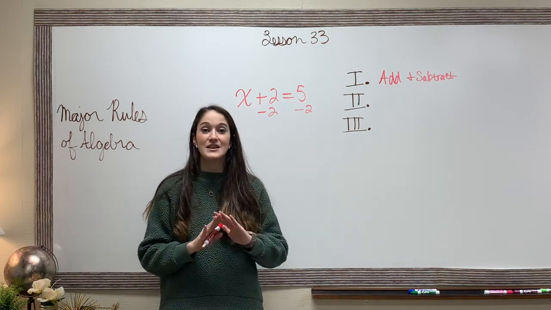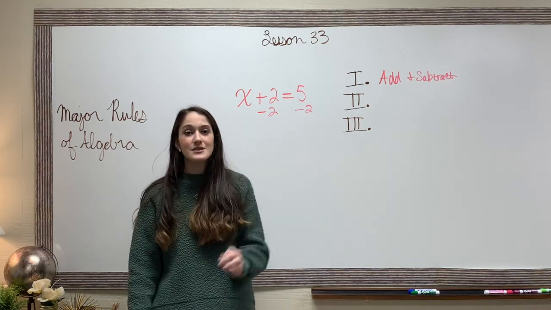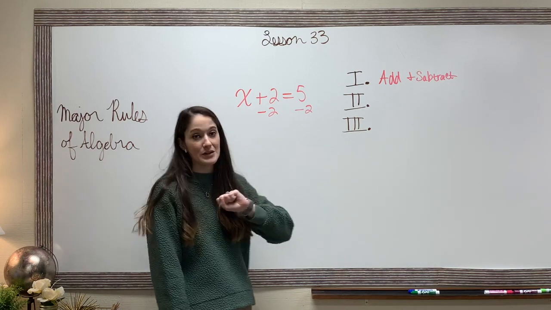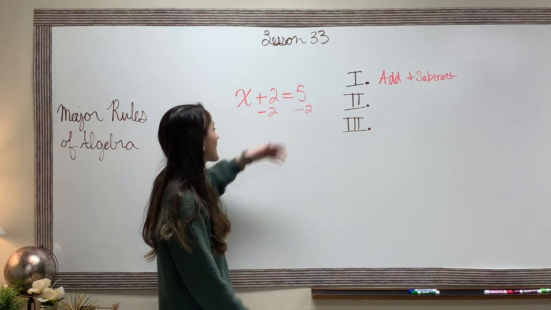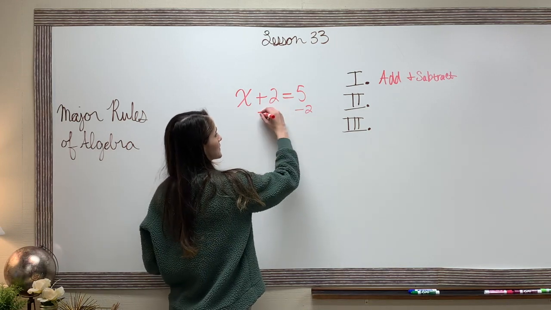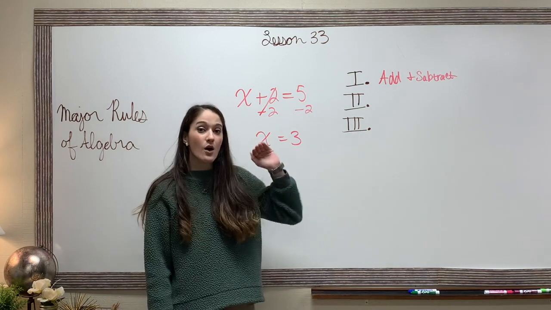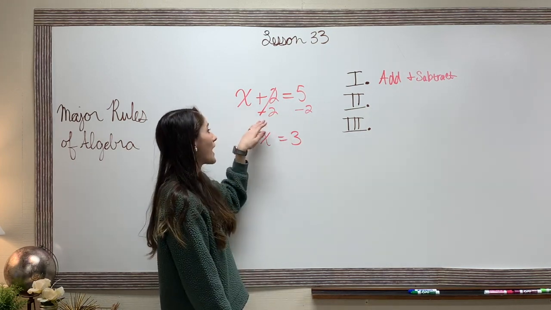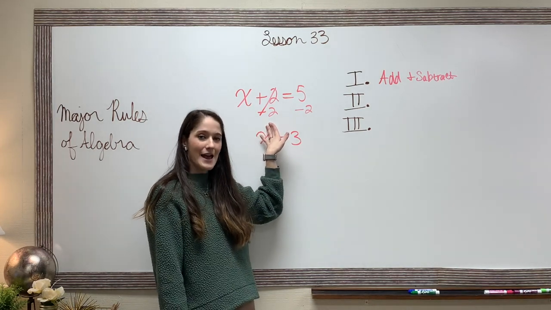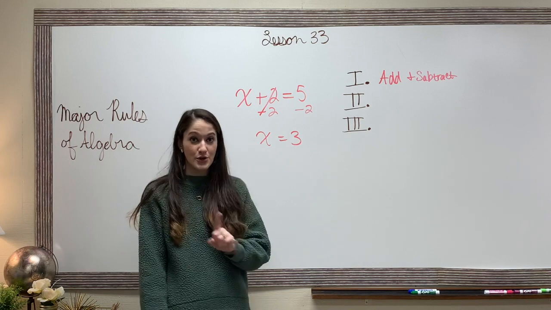Keep in mind, this is only valid if there is an equal sign. If there's not an equal sign, this is just an algebraic expression and I can't do anything else with it. But because there is an equal sign, I can subtract 2 from both sides and I'm left with x equals 3. But that is only because there is an equal sign. And whatever I add or subtract to one side, I have to do to the other because I have to keep it balanced. So that is our first rule.